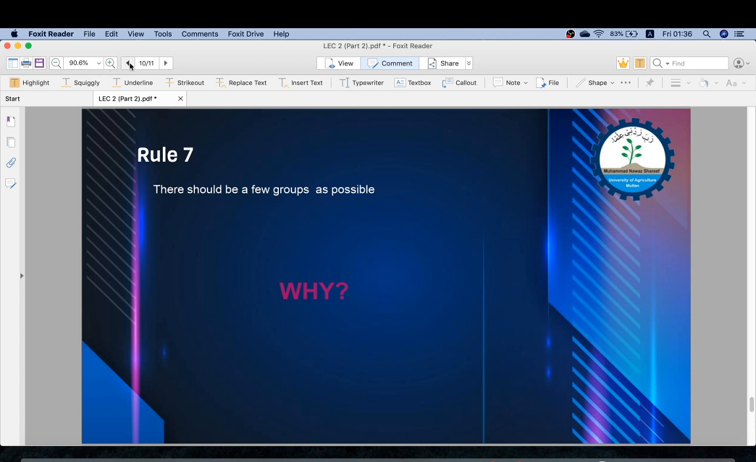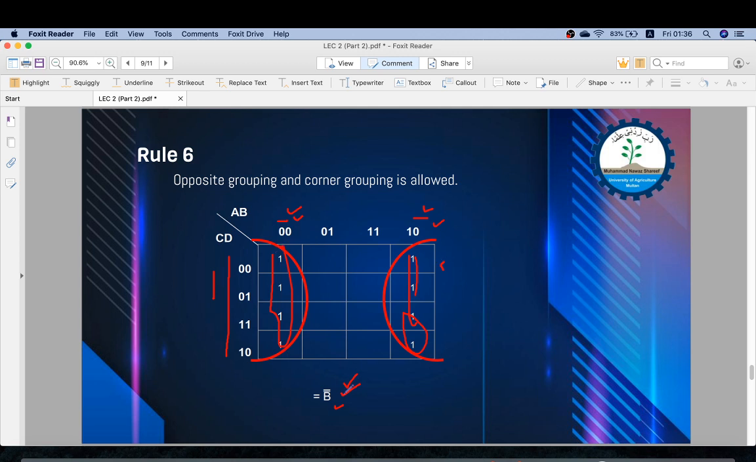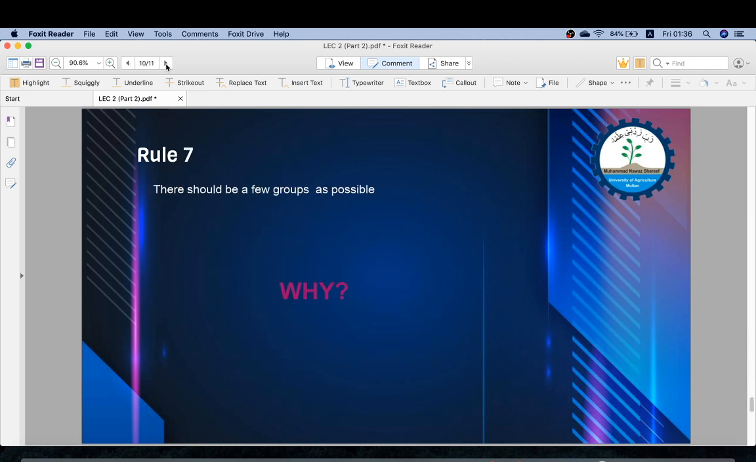Like in the previous example, we took only 2 groups, and the equation is like this. We took these 2 in opposite grouping and it was only 1 equation, and you can see the equation. But if we take more groups, then the equation is not simple and it will be lengthy. So the 7th rule is that there should be as few groups as possible, because our equation will be smaller and smaller. So these were the 7 rules.